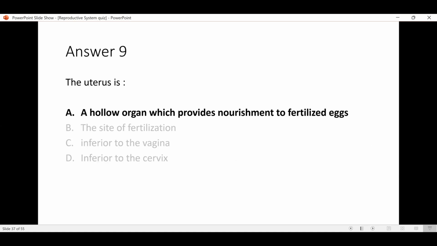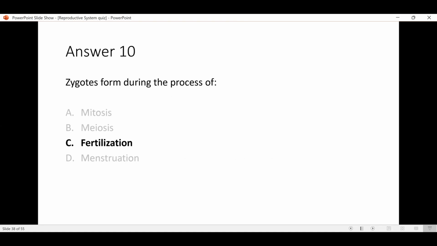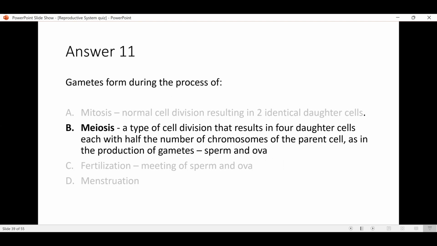The uterus is a hollow organ which provides nourishment to fertilized eggs. Zygotes form during the process of fertilization. Gametes form during the process of meiosis. So meiosis is the type of reproduction that produces sperm and ova.